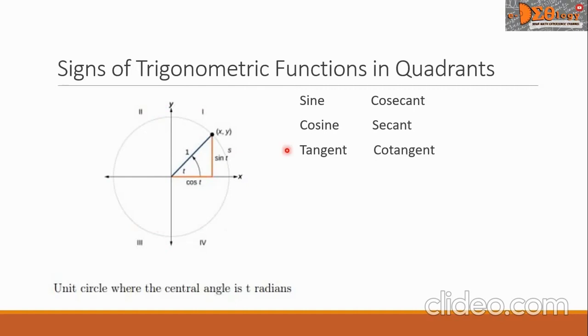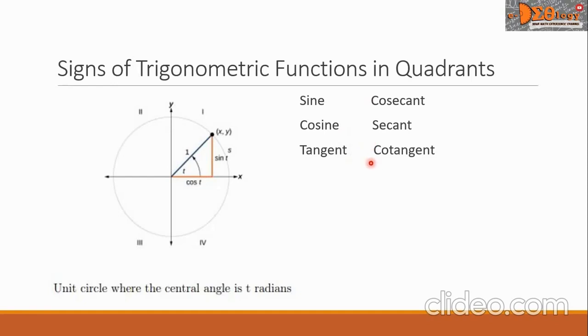Next, let us write the 6 trigonometric functions or ratios, namely sine, cosine, tangent, cosecant, secant, and cotangent. We know the relationship of sine and cosecant: they are reciprocals. The same goes for cosine and secant, they are reciprocals. Also, tangent and cotangent are reciprocals.